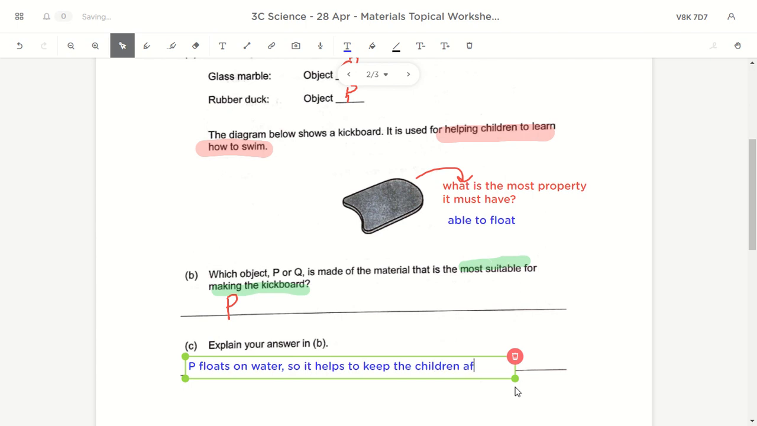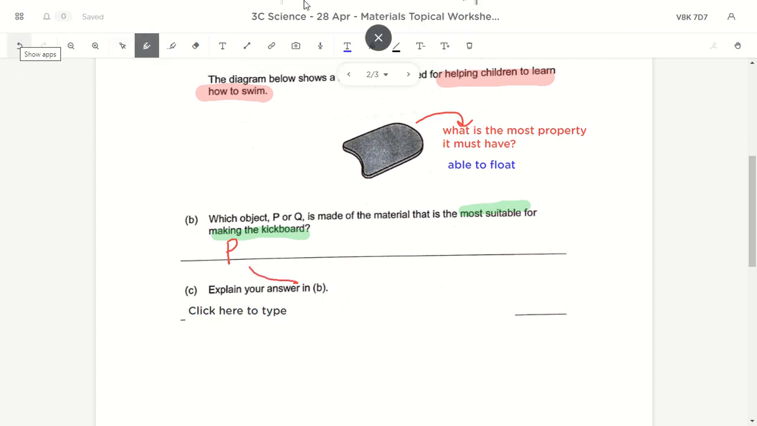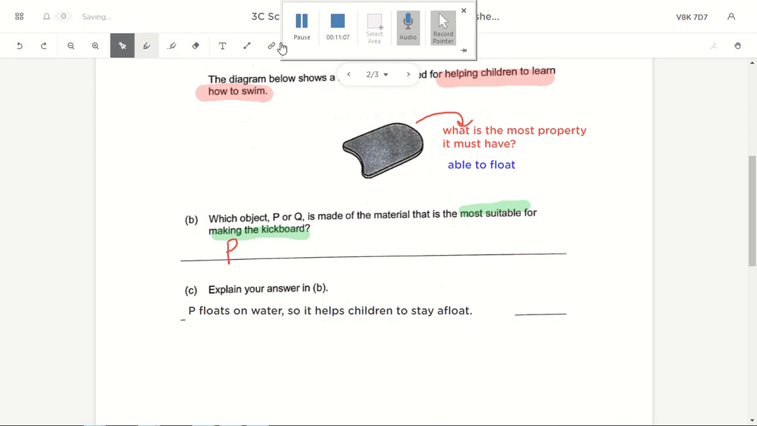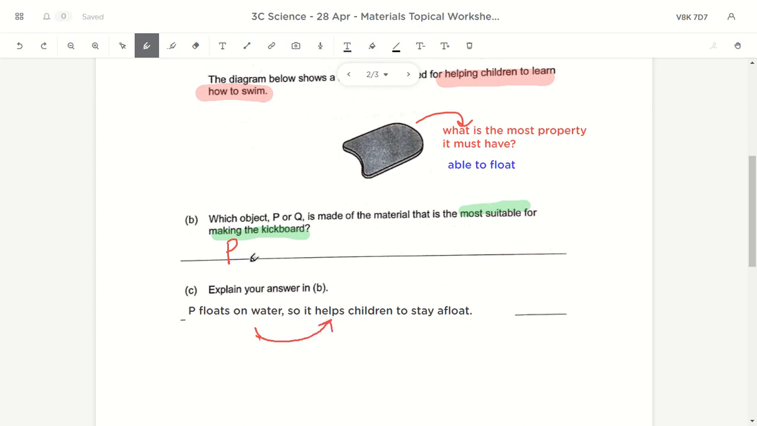Okay, so the point of using this kickboard is to make sure you stay afloat. It's like a float, so you hold on to it, and you will stay afloat as well. So you cannot just stop at telling me that P floats on water. This is the property, but how does the property help in its function? You cannot just tell me about the property, which most of you have told me about. You also need to tell me how the property actually links to the function of the float.